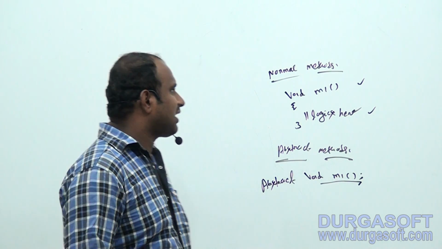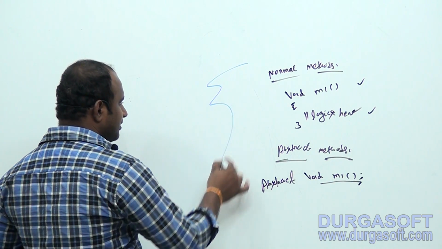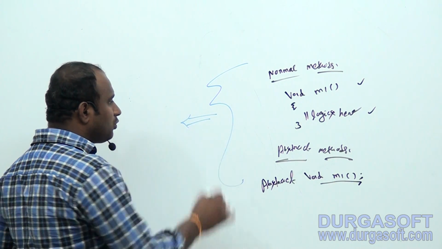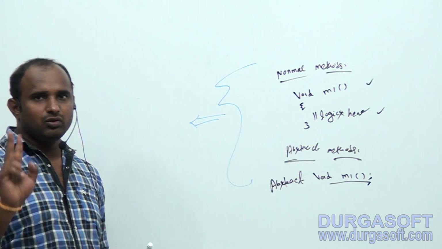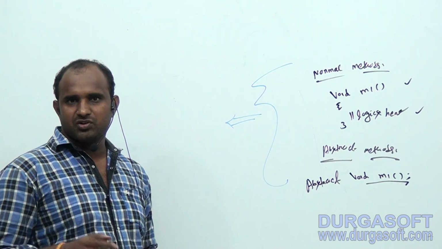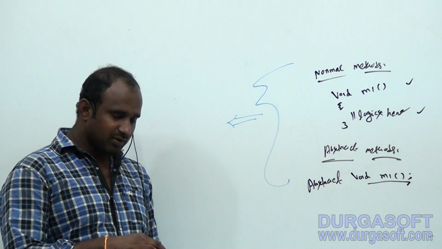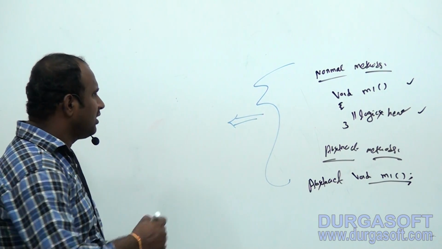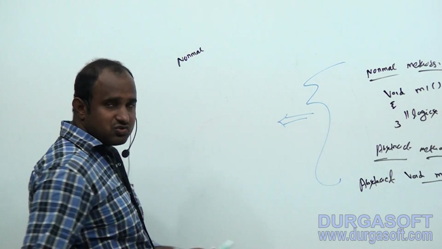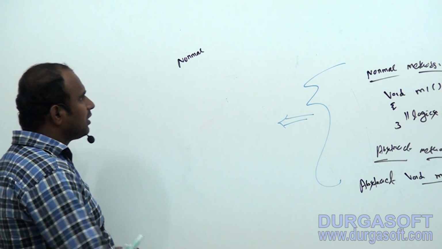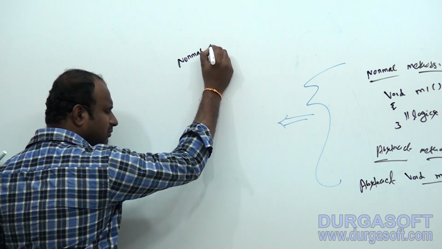Based on these categories, normal methods and abstract methods, classes are divided into two types: normal classes and abstract classes. Ratan, what do you mean by normal class? Up to the last class, we discussed normal classes.